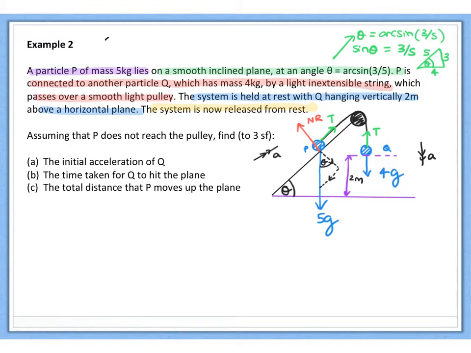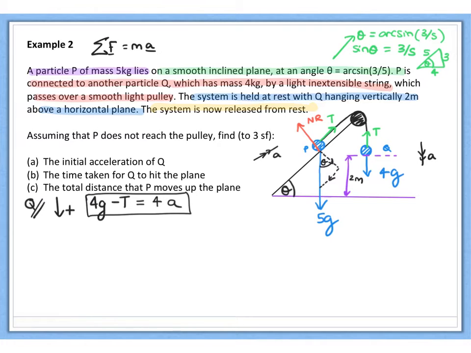So we're going to use F equals ma throughout, and we're going to start by analysing the motion of Q. I'm going to take down as positive because that's the direction of its motion. Resultant force, we have 4g acting downwards, so that's positive, T acting upwards, so that's negative. So we have 4g minus T, and that is equal to the mass 4 multiplied by the acceleration. So we have one equation, 2 unknowns, a and T. Now, let's analyse the motion of P next.